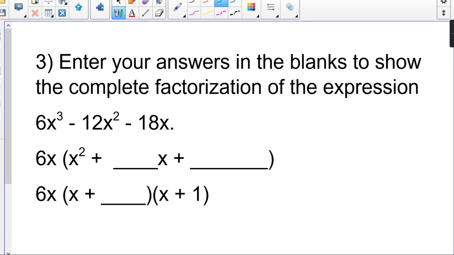This is question 3. Okay, this involves factoring completely. So, 2 types of factoring. Enter your answers in the blanks to show the complete factorization of the expression 6x cubed minus 12x squared minus 18x. So you see that in the first step, we already factored out the 6x for you. You have to just figure out what the other factor is.